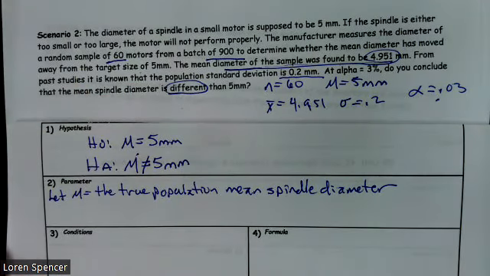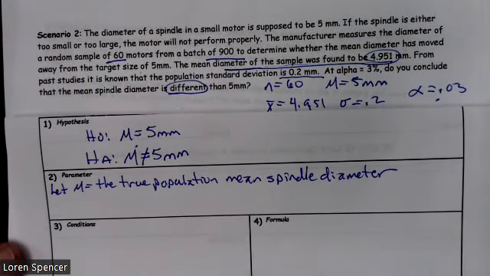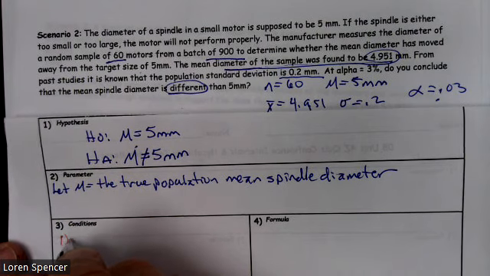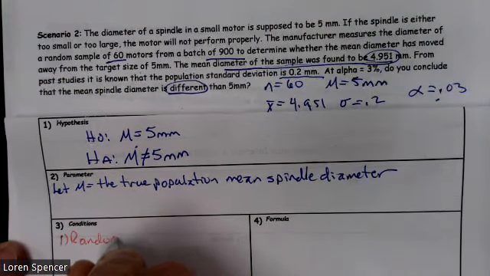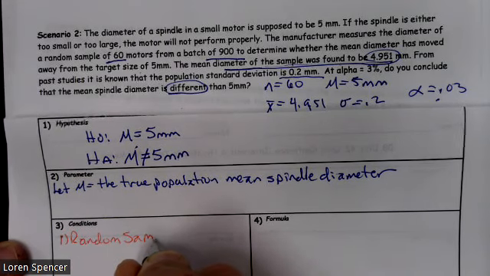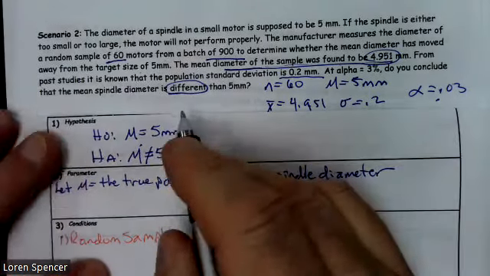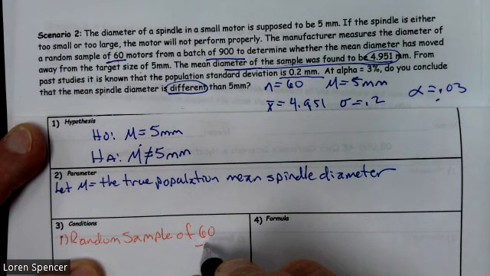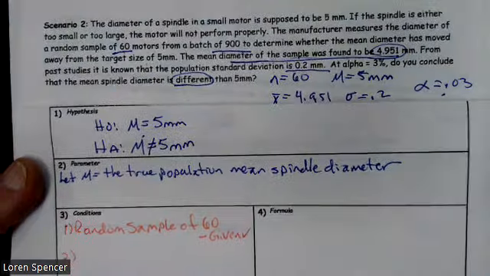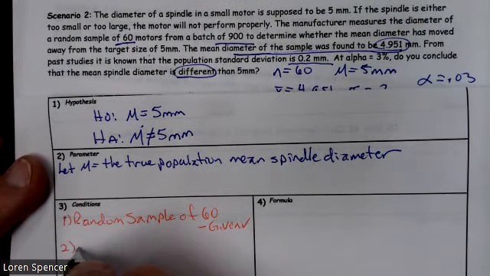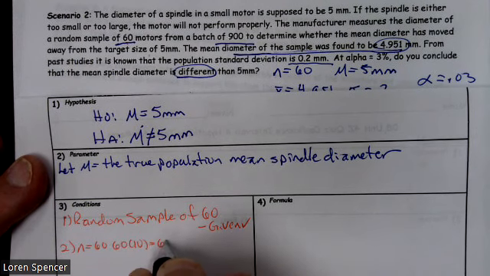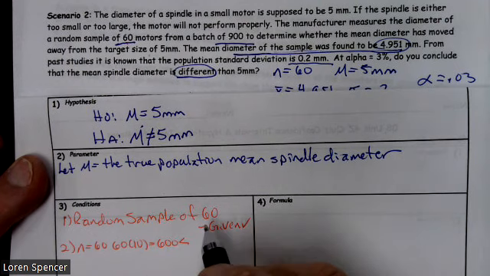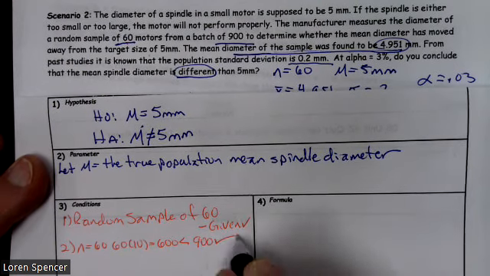We need to go ahead and set up our conditions. Our first condition is random sample. It was a random sample of 60, and that was given. Second, n is less than 10% of the population. Well, n equals 60, and 60 times 10 equals 600. That's less than 900, so we met that criteria.